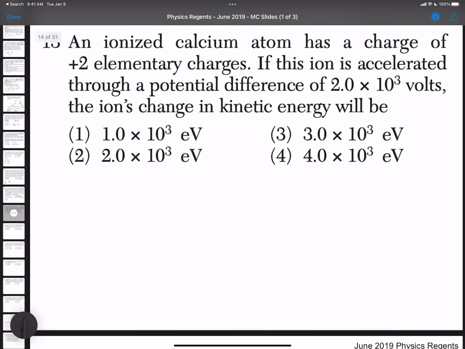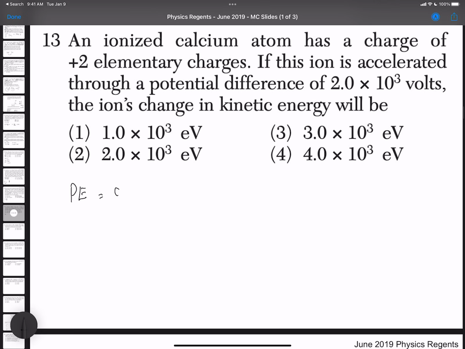Question 13. An ionized calcium ion has a charge of plus 2 elementary charges. If this ion is accelerated through a potential difference of 2 times 10 to the 3 volts, the ion's change in kinetic energy will be. So the change in kinetic energy is going to be equal to the electric potential energy change of the ionized calcium atom. That's equal to the charge times the change in potential.